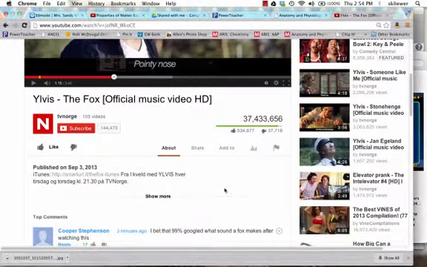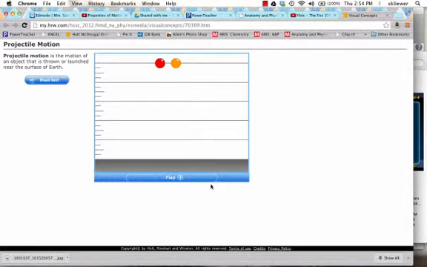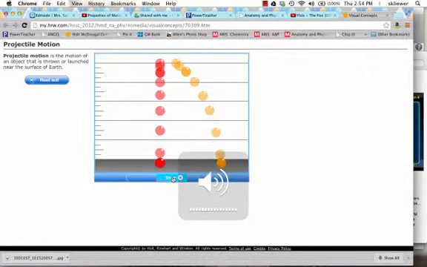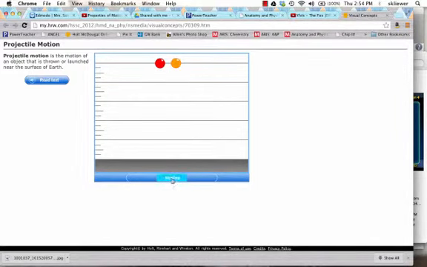Let's see what this has to say. Projectile motion described, horizontal velocity. Both balls are released at the same time. Okay, this is our little experiment.